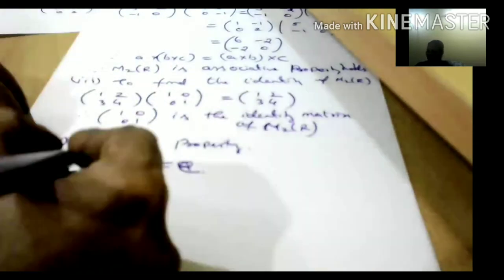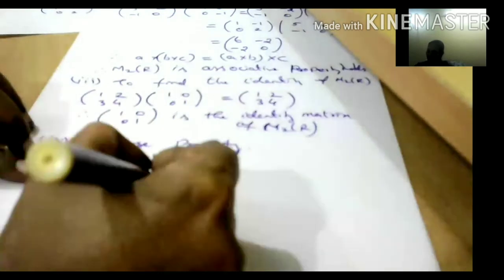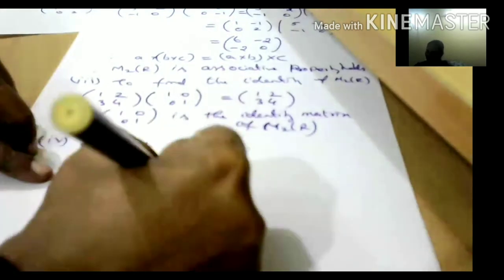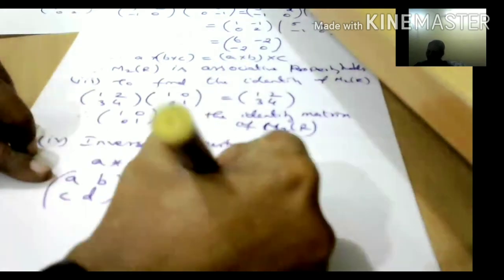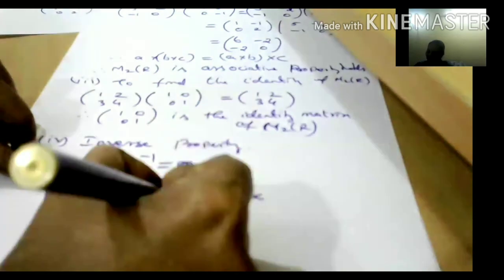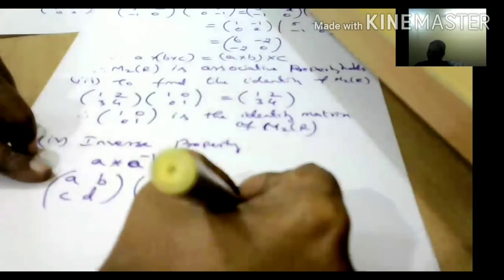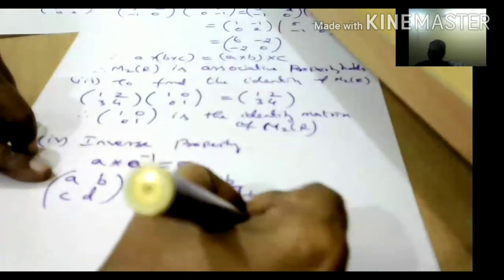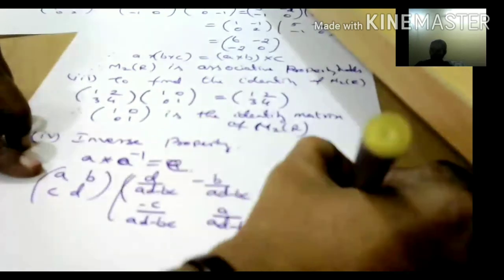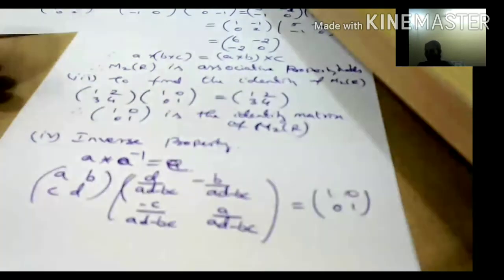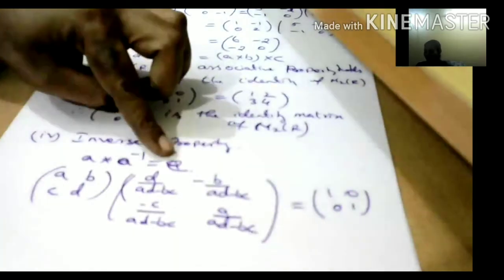So suppose the matrix we are taking in general is A, B, C, D, so A inverse is D divided by AD minus BC, here minus B divided by AD minus BC, here minus C divided by AD minus BC, here it is A divided by AD minus BC. So multiplying these two, you'll get the answer 1, 0, 0, 1. So see here, the inverse property says A star A inverse is equal to E.